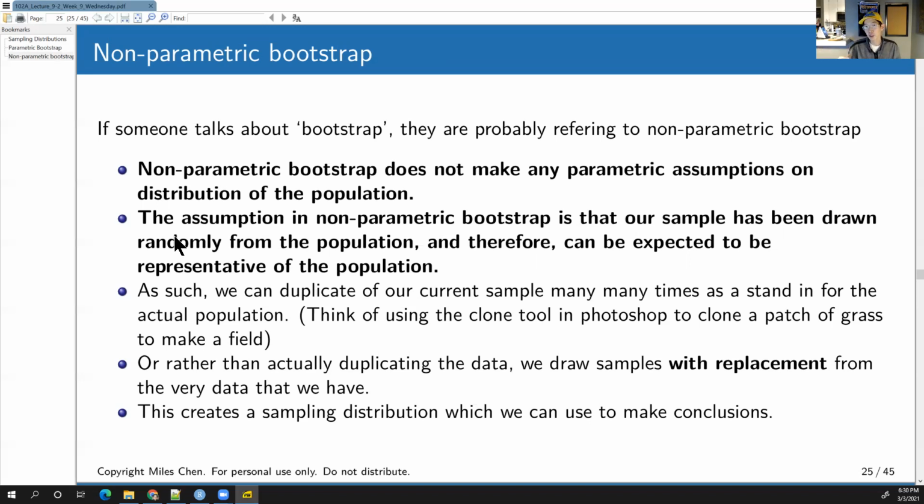You can assume the population has other shapes, like a chi-squared distribution, or a t distribution, or whatever distribution. But if you're saying the population has this distribution, that is parametric bootstrap. You're making parametric assumptions. Non-parametric bootstrap says, I'm not going to do any of that. We're not going to make any kind of parametric assumptions. The assumption you are making, well, it's impossible to do statistics without making some assumptions.